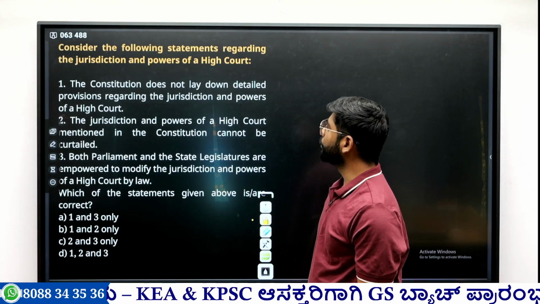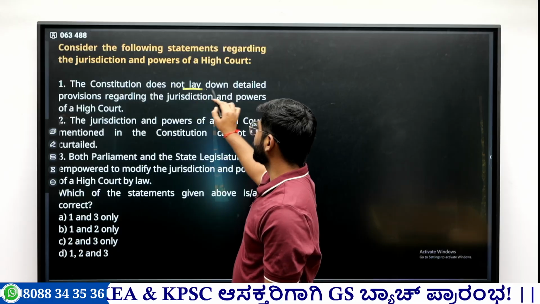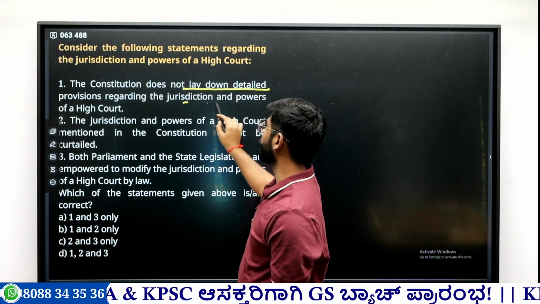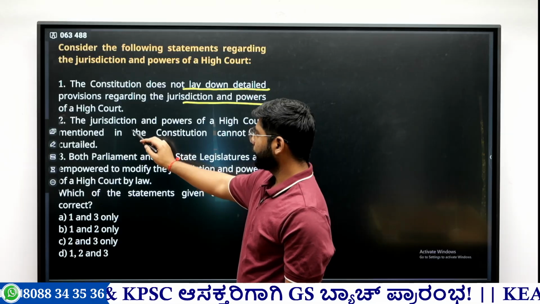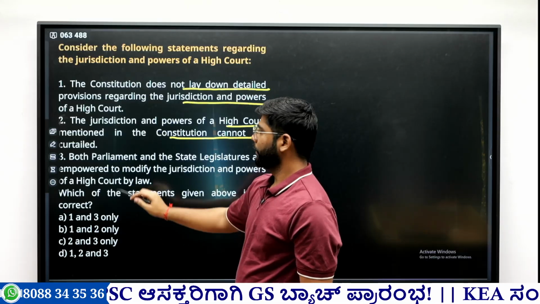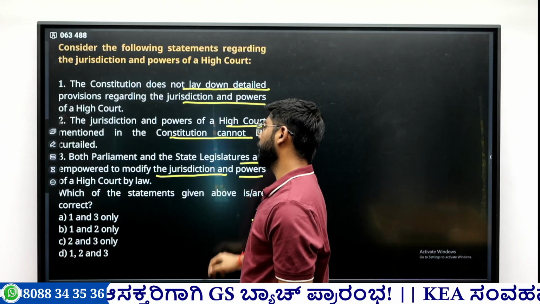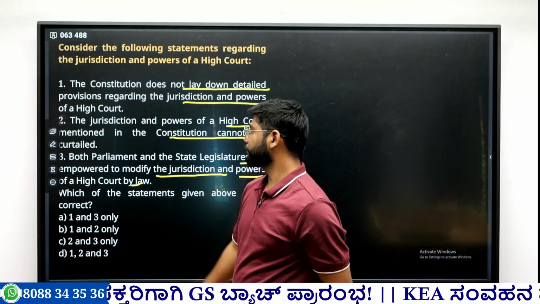Then again next, jurisdiction and power of High Court. The Constitution does not lay down the detailed provision regarding jurisdiction and power of High Court. The jurisdiction and power of High Court mentioned in Constitution cannot be curtailed. Last one, both Parliament and state legislature are empowered to modify jurisdiction and power of High Court by law.